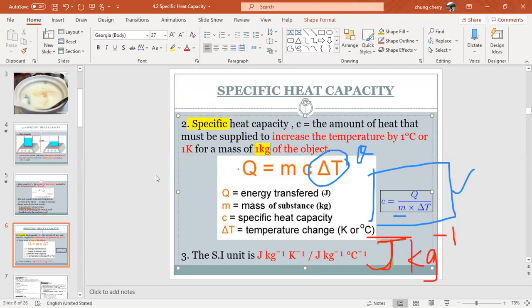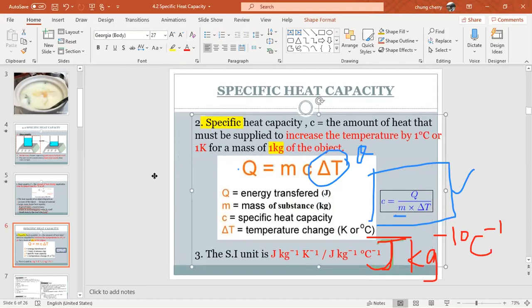Then the change in temperature. Temperature is measured in degrees Celsius. So it is also over, that's why it is also degrees Celsius^-1. If it is measured in Kelvin, it will be Kelvin^-1. Any problem at the moment?